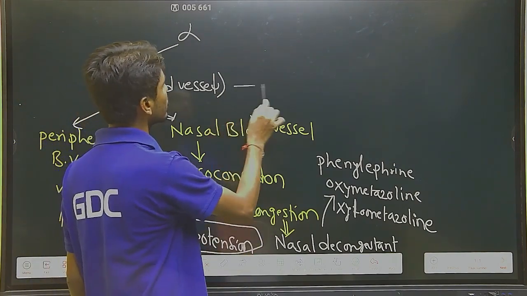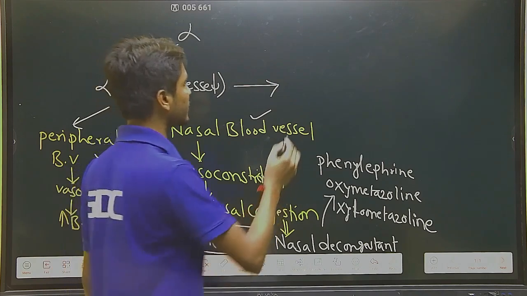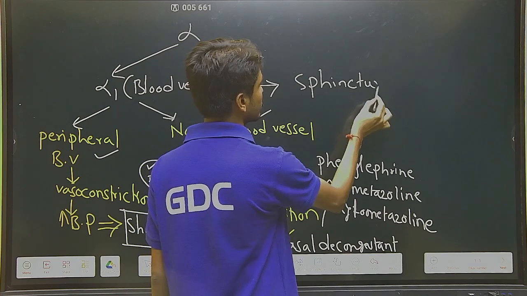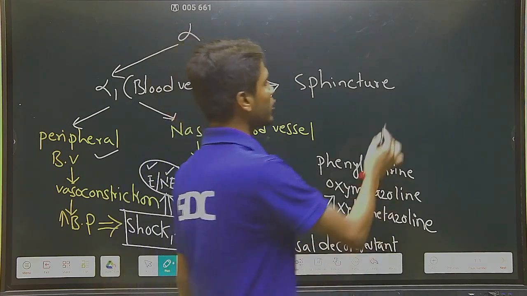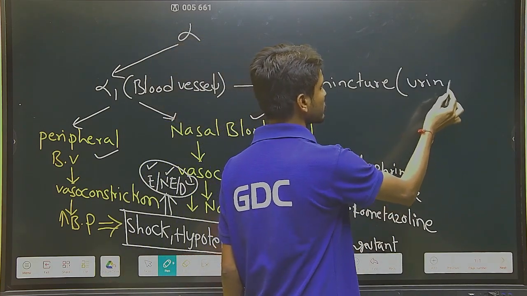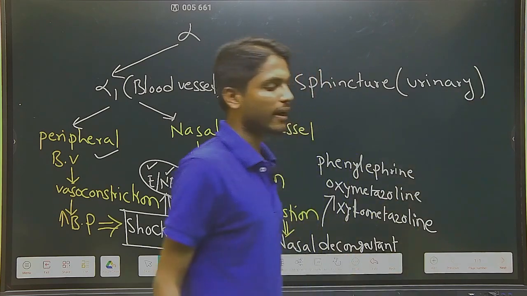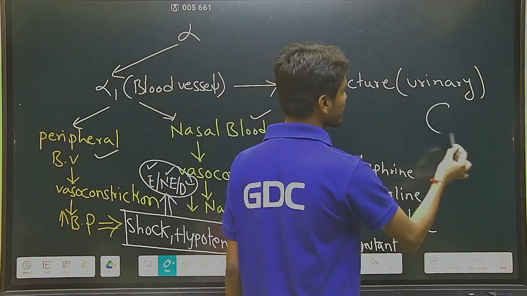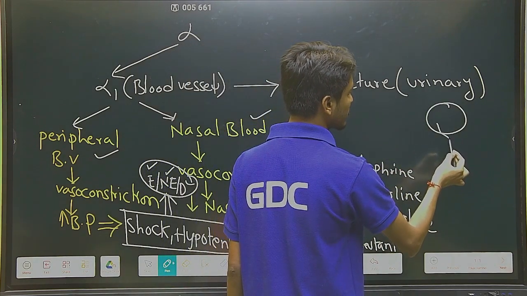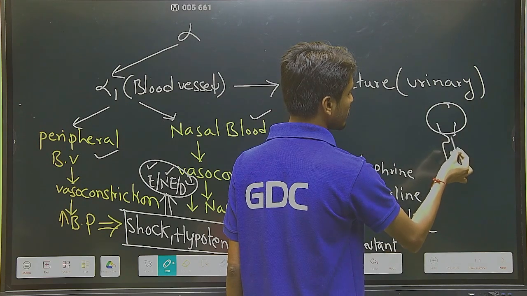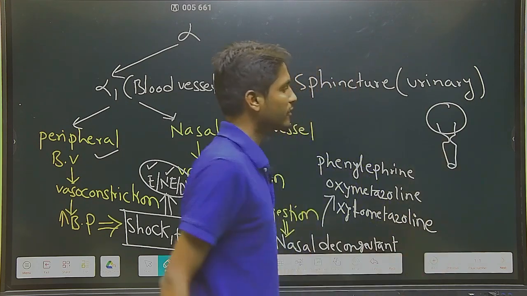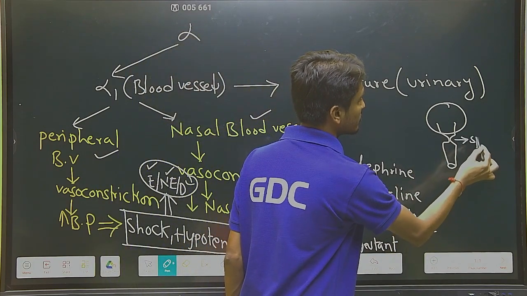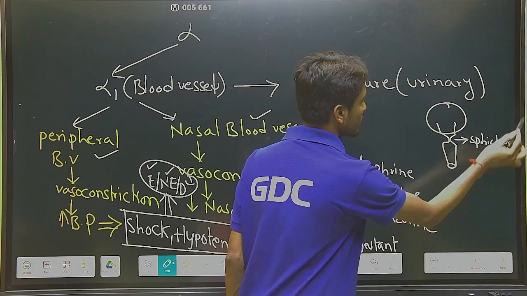The same alpha-1 agonist can act on the sphincters, where this particular sphincter is nothing but the urinary sphincter. There is an activation of the urinary sphincter. If this urinary sphincter gets activated, what will happen? Nothing but constriction. So this is the sphincter.